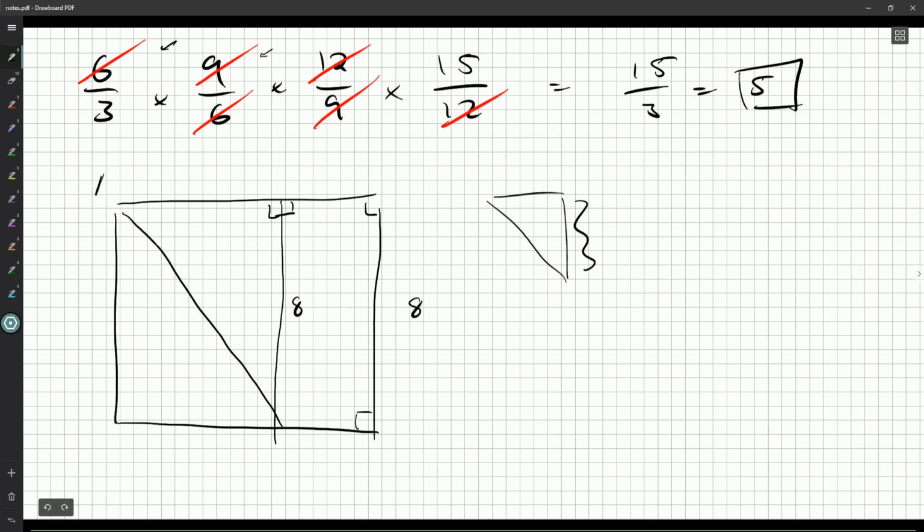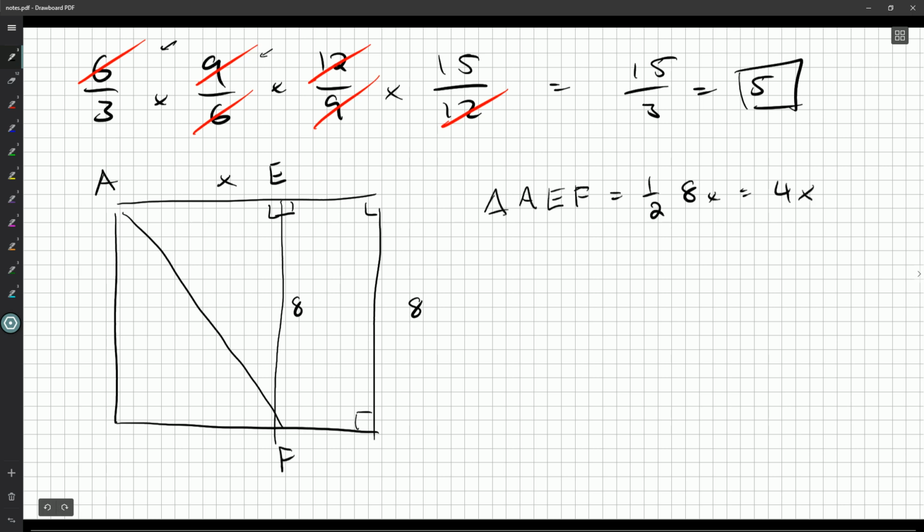Now, we don't know what AE is, but that's what we're asked to find. So let's call that x. And that way, when we've solved for x, we've got our answer. Now, what do we know about this triangle? Well, we know its base is this thing we're calling x. Its height is 8. So the area of AEF is 1/2 times 8 times x, or 4x.